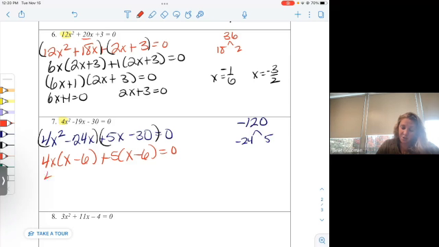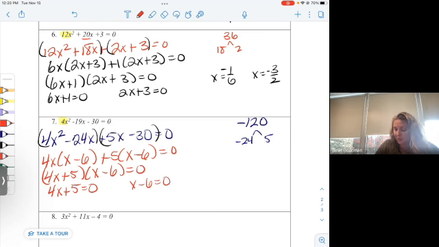So let's undistribute that 4x and the 5. So either 4x plus 5 is equal to 0, or x minus 6 is equal to 0. So we have an x value of -5/4, or we have an x value of positive 6.